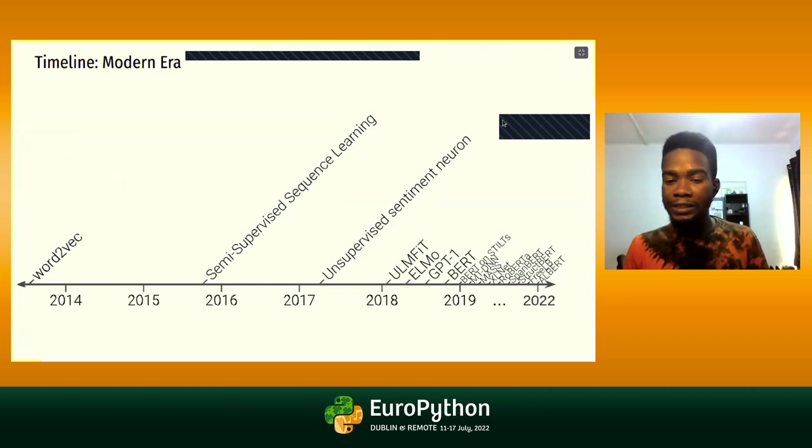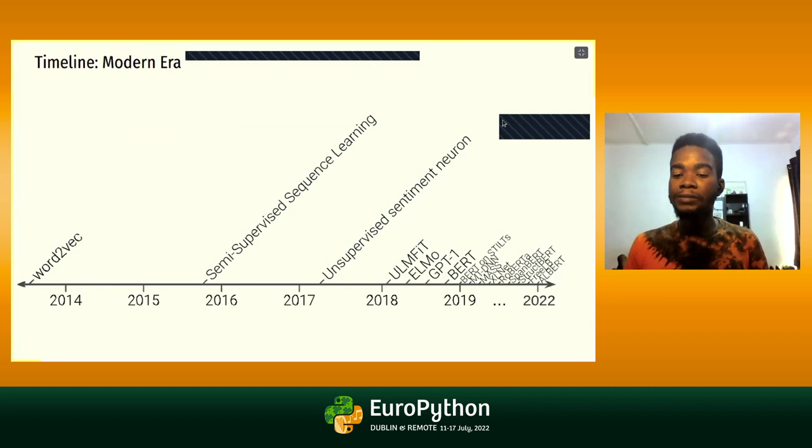So in 2018, this was when the big stuff started happening. ULMFiT was introduced by Jeremy Howard and Sebastian Ruder. What ULMFiT was basically doing was taking semi-supervised learning and applying a lot of tricks that gave us very impressive results. And a little while after, ELMo came out. ELMo was simply taking LSTM models and applying a bidirectional LSTM technique, and of course, it achieved better results than the ULMFiT model.